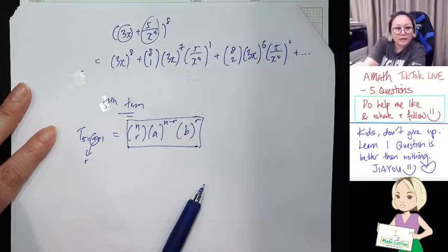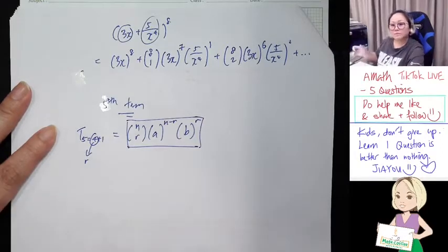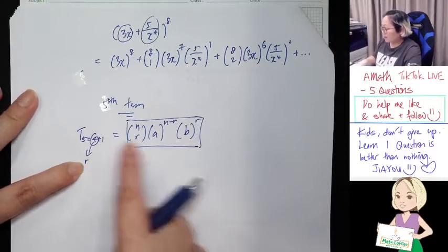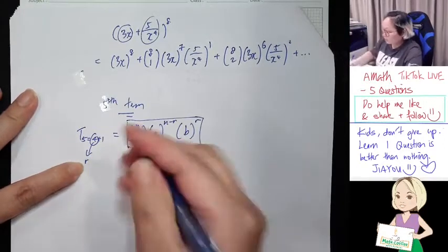But actually, the general term formula is given. It's inside part of the formula sheet. Let me just wait. Okay, so I want to find the fifth term, means R is equal to 4, right? So this is the actual formula. So now I'm going to put it in.